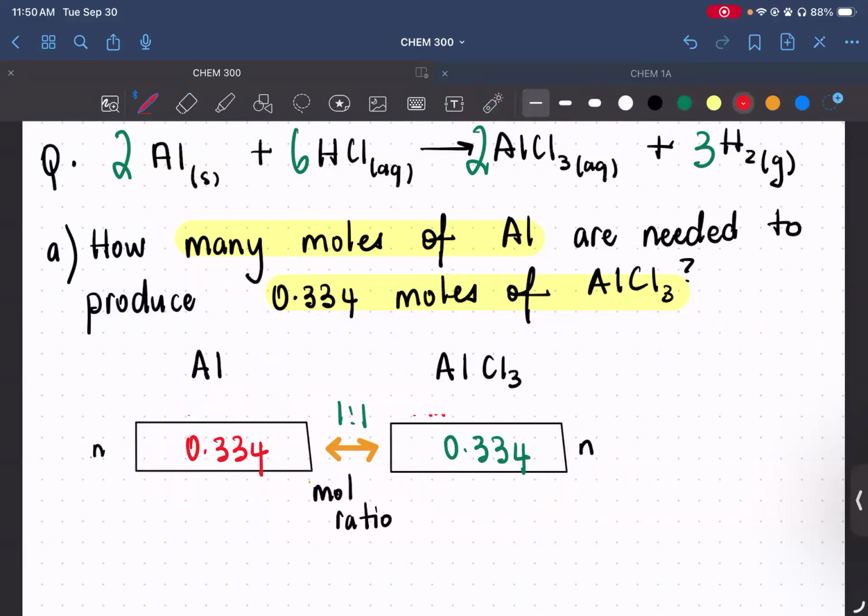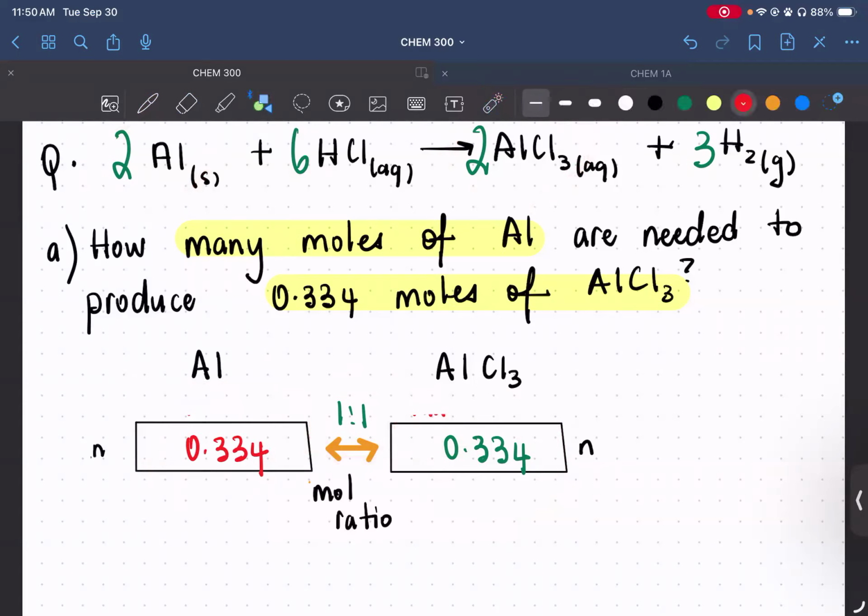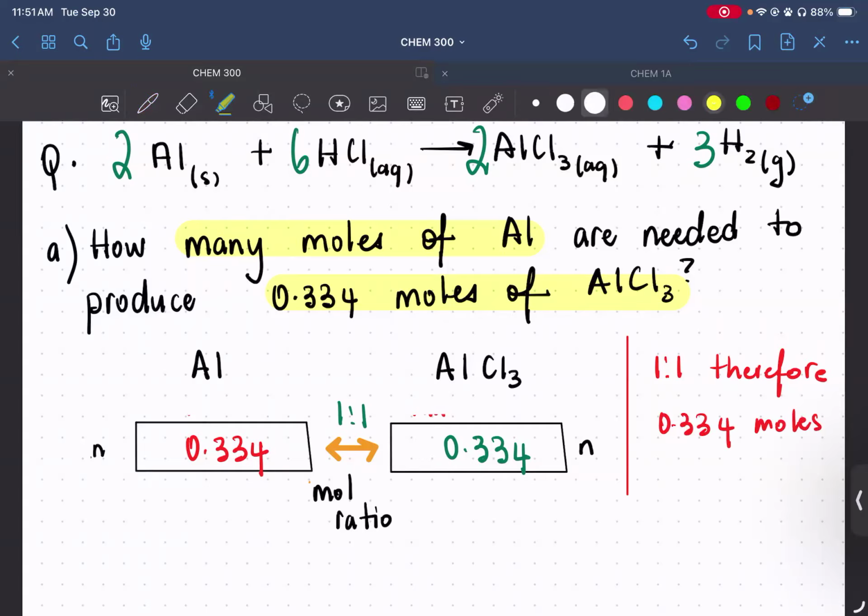What did we do here? We used the roadmap to identify what we needed to figure out and how to get there. We identified we'd be using mole ratio. We balanced the equation, identified 1 to 1, and made the very quick statement 1 to 1, therefore 0.334 moles are needed. That right there is our final answer.